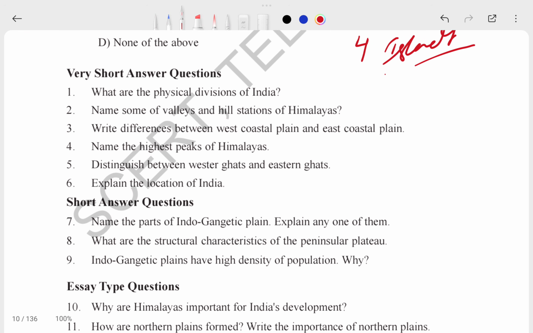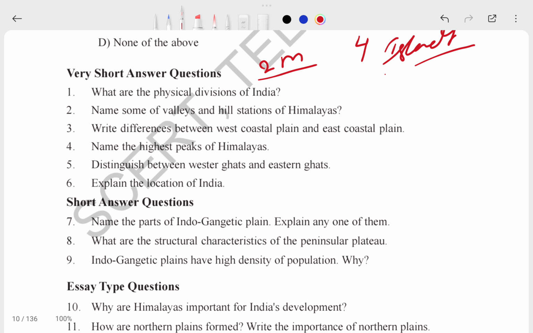These are the very short answer questions, the 2 marks questions. The first question is, what are the physical divisions of India? India is divided into 6 physical parts: islands, deserts, peninsula, coastal plains, Himalayas. I hope you will know about this one.